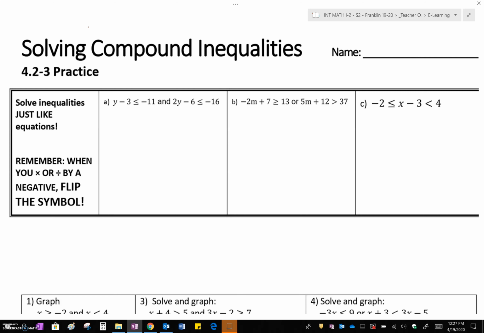And important to remember, when you multiply or divide by a negative, make sure you flip that inequality symbol. That's going to be important to remember. That's the only difference between solving an inequality and an equation. So let's start with the first one.